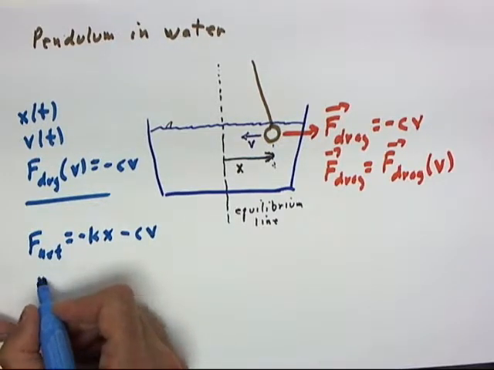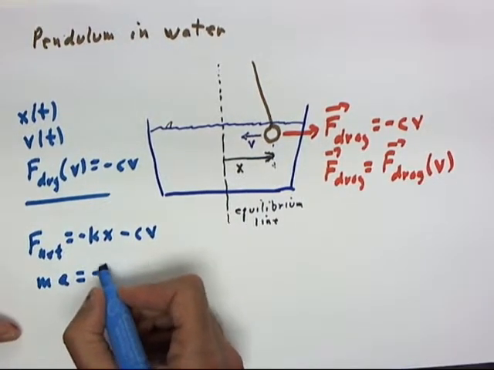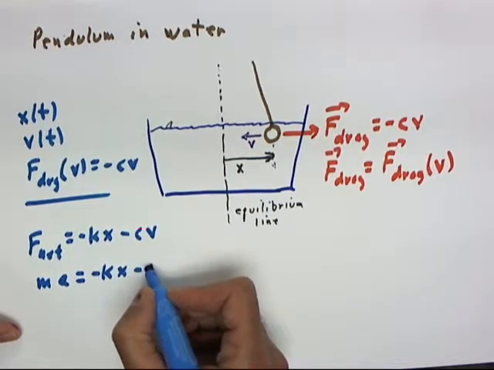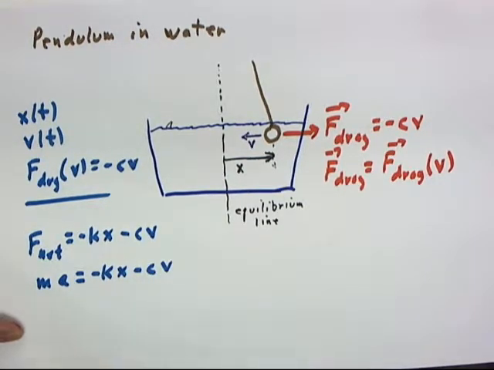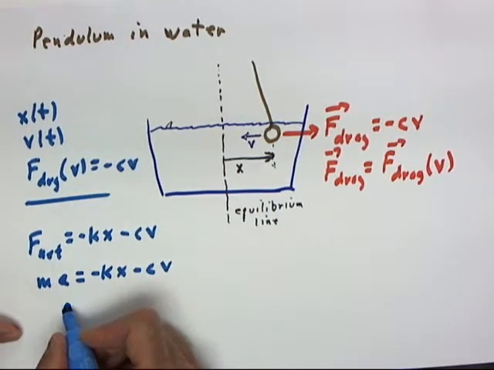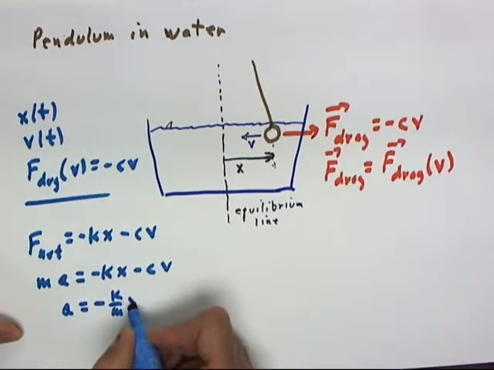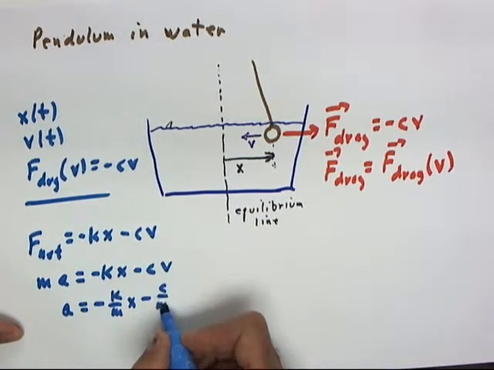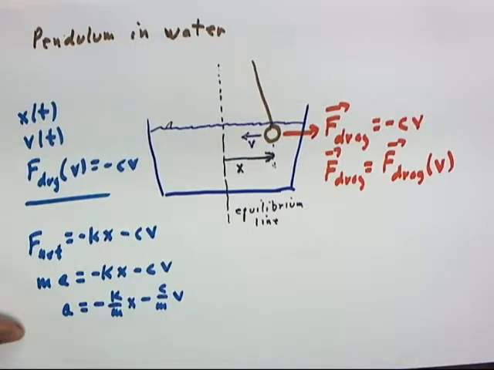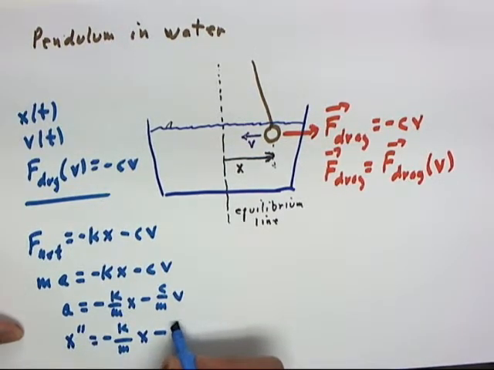Our F net is nothing but the mass times the acceleration. So we have mass times acceleration is negative kx minus cv. We solve that, and we find that the acceleration is negative k over m times x minus c over m times v. Now acceleration is just a second derivative of position, so that can be x double prime equals negative k over m x, and v is nothing but x prime, so we have minus c over m times x prime.